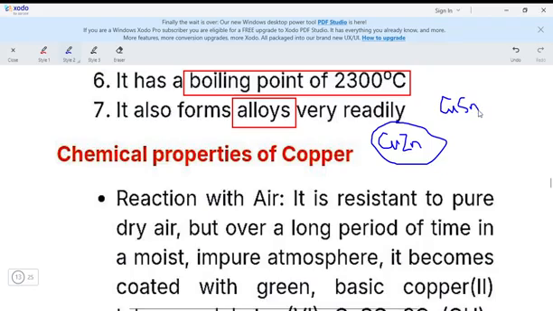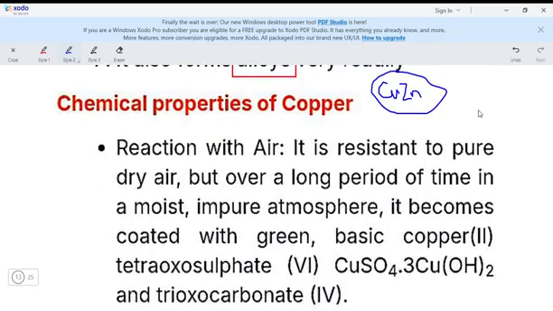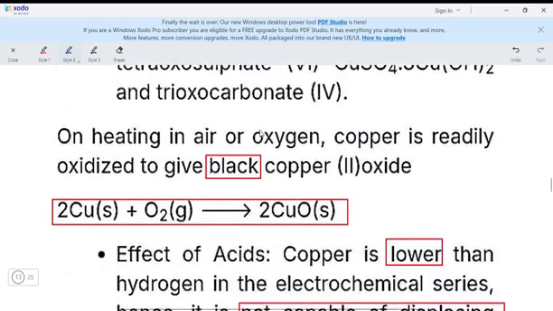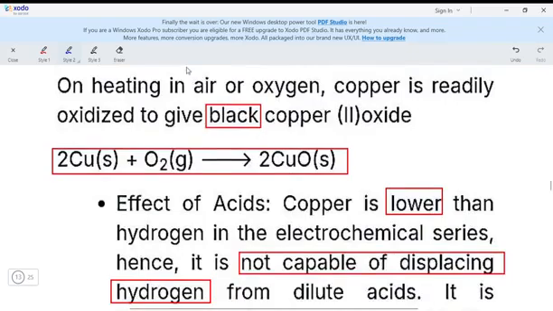And so on. Now, what are the chemical properties of copper? Meaning, when you react copper with some chemical substances, what will happen? We can react it with air, that's oxygen. On heating in air, copper is readily oxidized. Once it's oxidized, the copper becomes black. That's copper 2 oxide, black copper 2 oxide. So that's the number one chemical property.